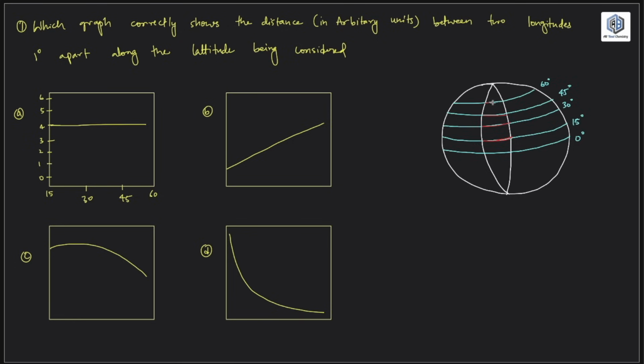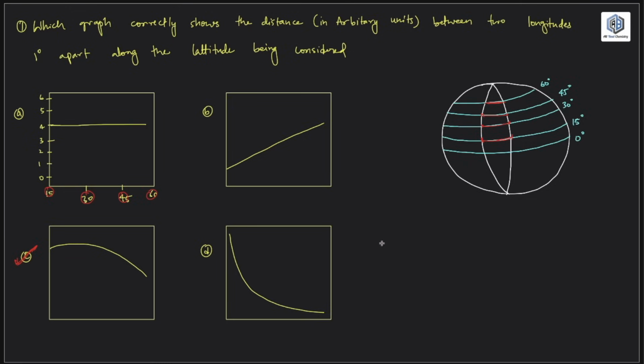You will see that the distance is greater over here, at the equator. As the value of the latitude, which is given on the x-axis, increases, the distance between these two longitudes decreases. Initially it is bigger and then it decreases, but it won't be an exponential decrease. It will be a parabolic decrease. So option C is correct. That's the correct equation, so C should be the correct option for this.